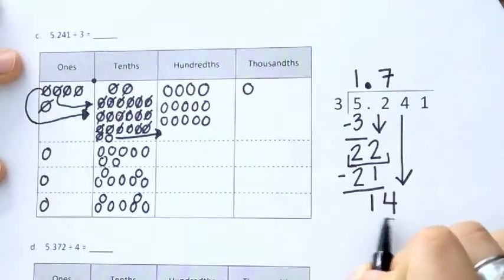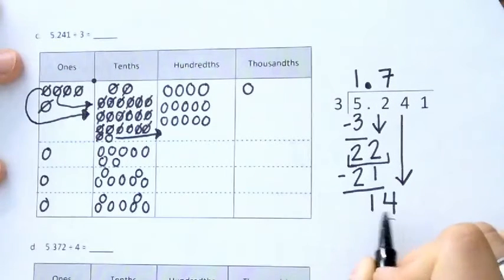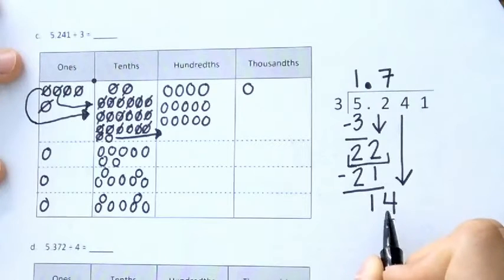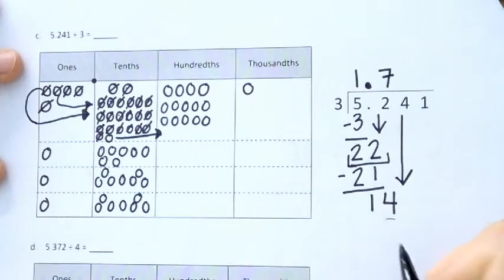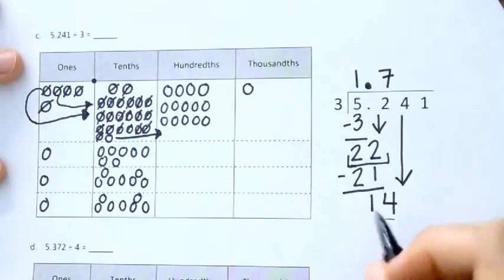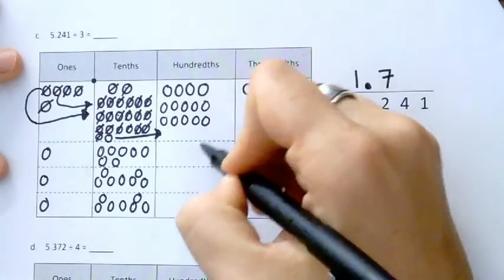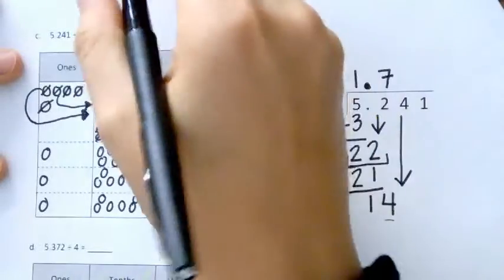What place value does this 14 represent? Raise your hand when you know it. What place value does this 14 represent? Ethan? It represents all of our hundredths. Good job. So what we need to do now is equally divide 14 into 3 groups. Go ahead.